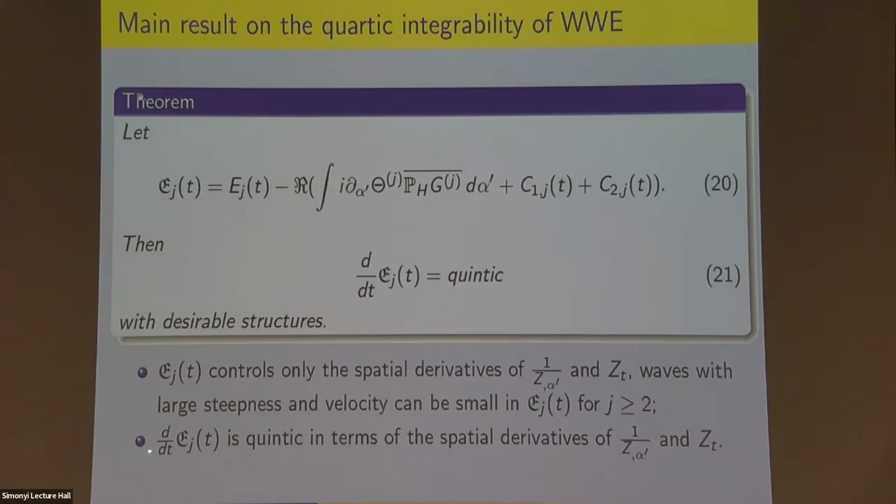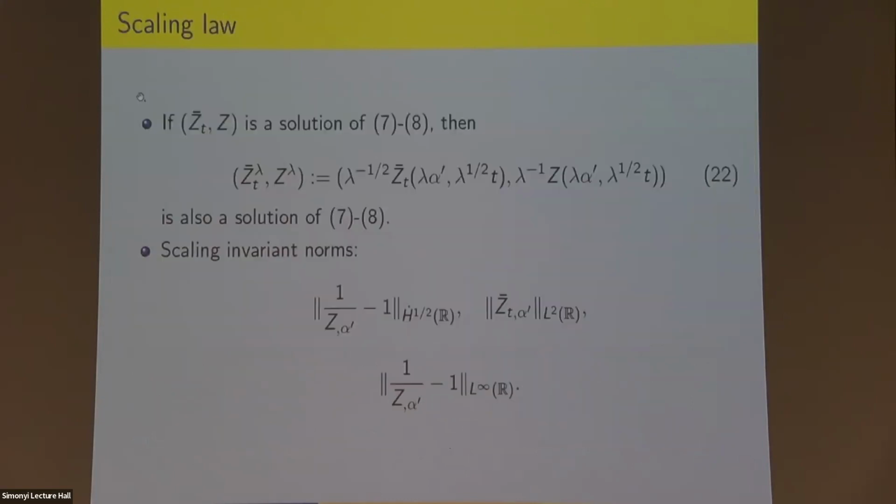Okay, and if you take the derivative in t, this is also quintic. If you examine this carefully, it's also in terms of the derivatives of these two quantities. So in other words, we don't need to control the steepness and the amplitude of the velocity to still get a long time existence result. Okay, so this is a scaling law.